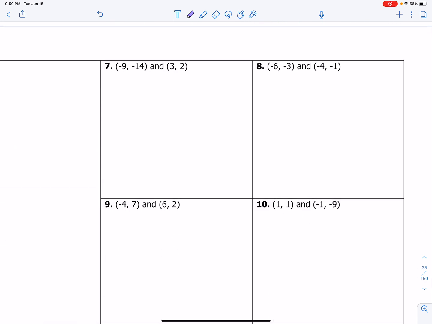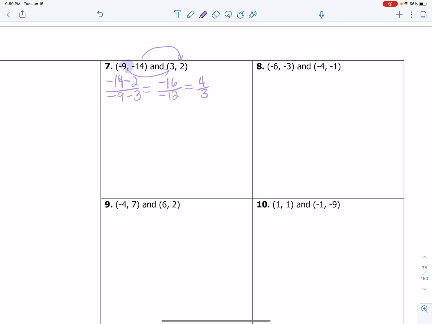All right, so let's take a look at number 7. So if I do my slope, negative 14 minus 2 over negative 9 minus 3. So that's negative 16 divided by negative 12, which reduces, 4 goes into both of them, to 4/3.